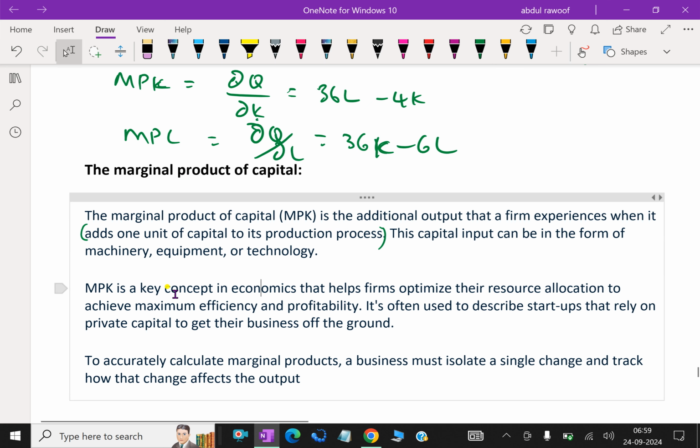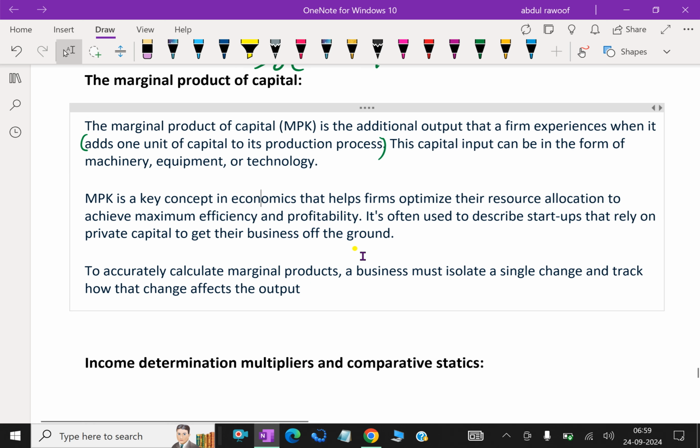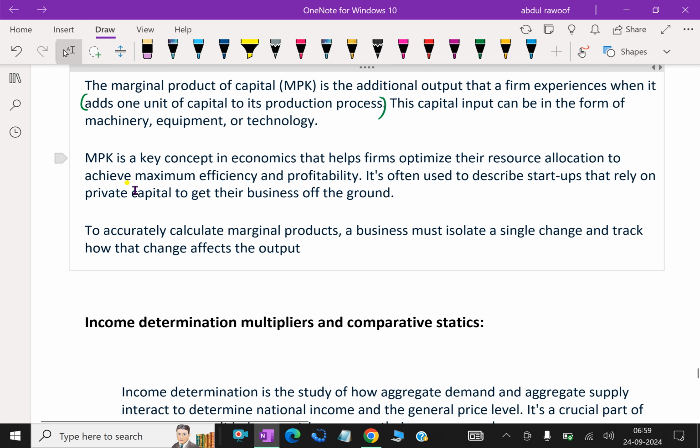MPK, marginal product of capital, is a key concept in economics that helps firms optimize their resource allocation to achieve maximum efficiency and profitability. It's often used to describe startups that rely on private capital to get their business off the ground. To accurately calculate marginal products, a business must isolate a single change and track how that change affects the output.